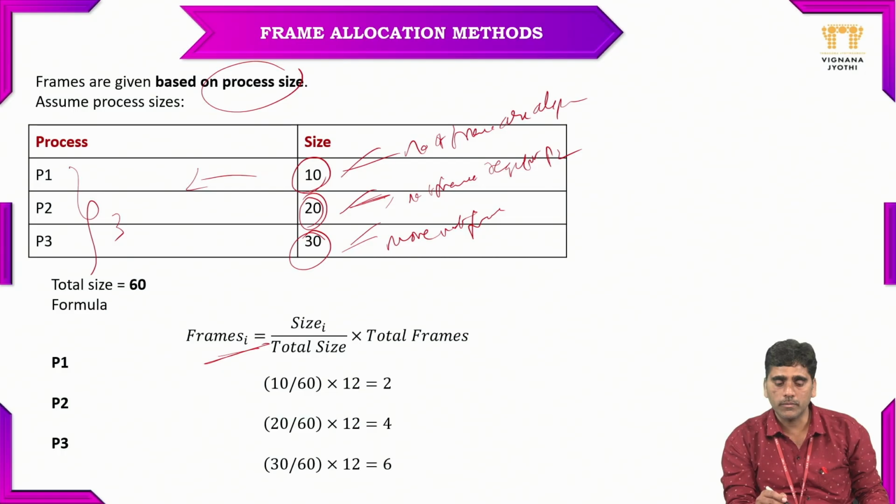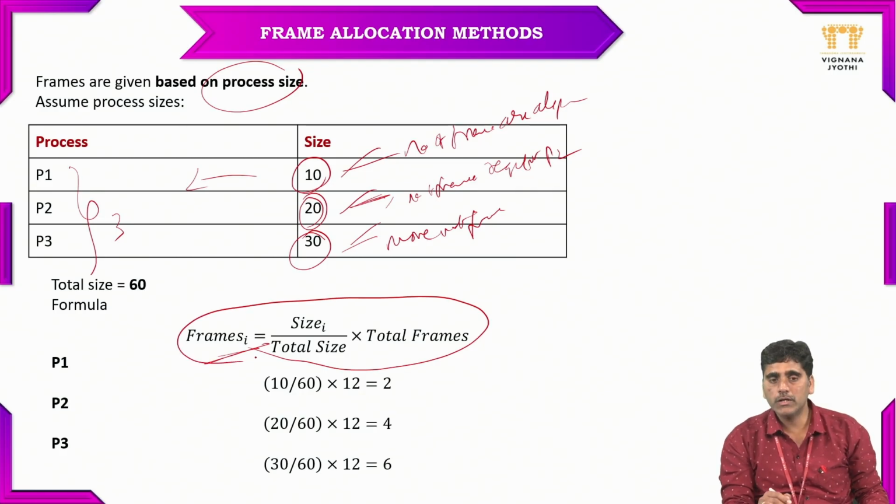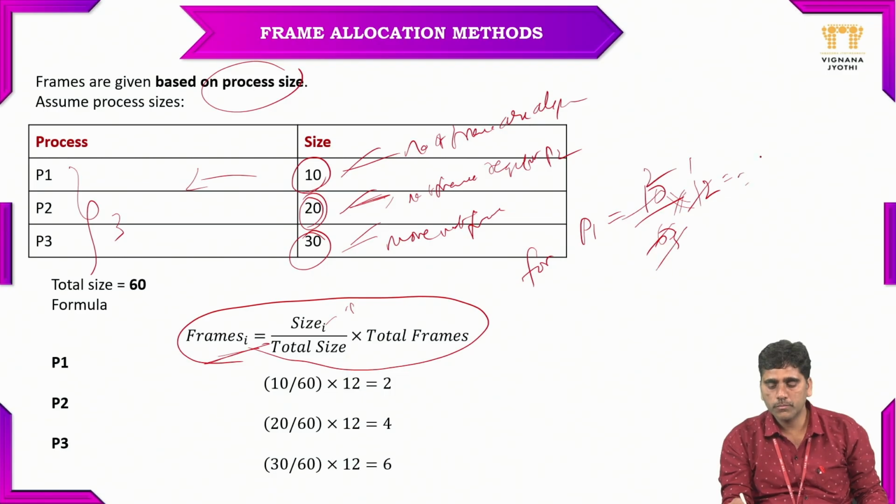So how are we going to calculate? To calculate the number of frames required for each process, frames equals size divided by total size, into total frames. Size is the size of the process. For P1, that size is 10 kb, divided by the total size, which is 60, into the total number of frames. The total number of frames is 12, which is given in the problem. So 12 into 10 by 60, which is 2. So 2 frames are available for P1.